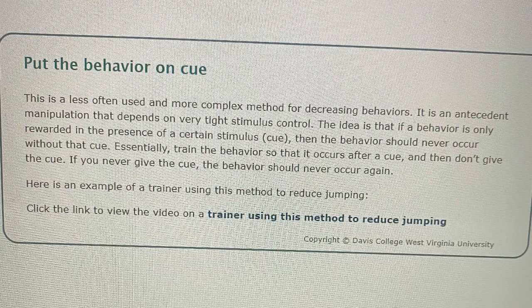Put the behavior on cue. This is a less often used and more complex method for decreasing behaviors. It is an antecedent manipulation that depends on very tight stimulus control. The idea is that if a behavior is only rewarded in the presence of a certain stimulus, a cue, then the behavior should never occur without the cue. Essentially, train the behavior so that it occurs after a cue and then don't give the cue. If you never give the cue, the behavior should never occur again.